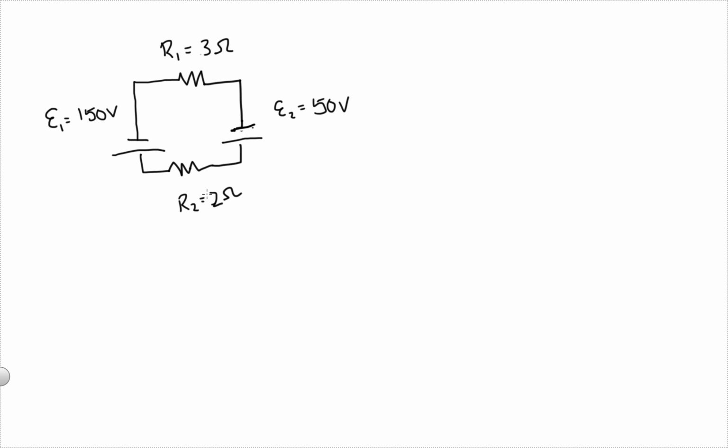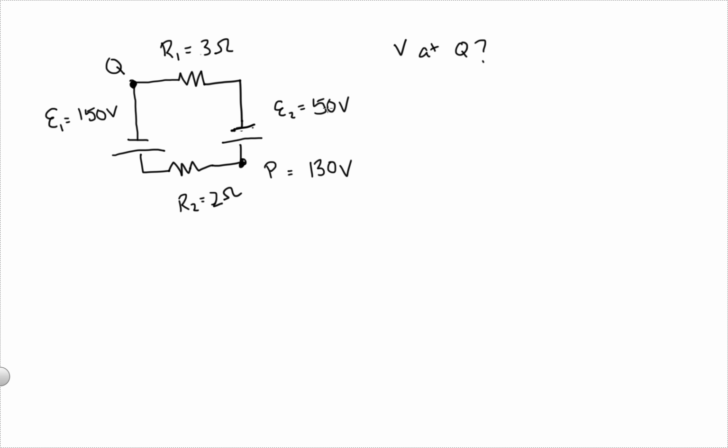And for this particular problem, you're told that the potential at this location, which is P, is 130 volts. And we are asked to find the potential up here at a location called Q. So what is V at Q?